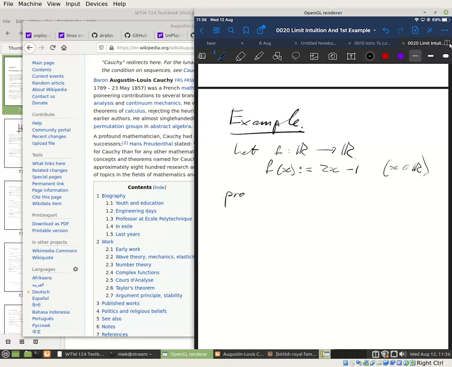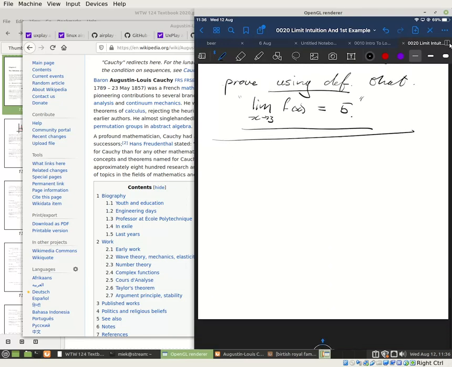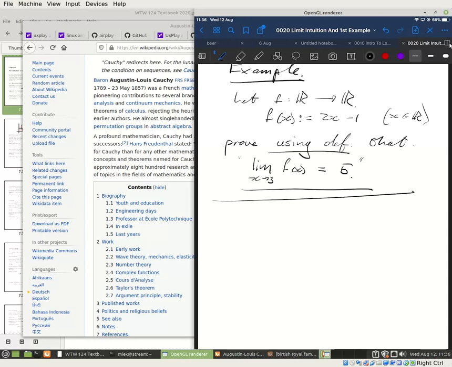Prove, using the definition, that the limit as x tends to 3 of f of x is equal to 5. Okay, and now crucially here, using the definition. So we want to prove this statement, but this statement means something very specific. We have to know exactly what it means.